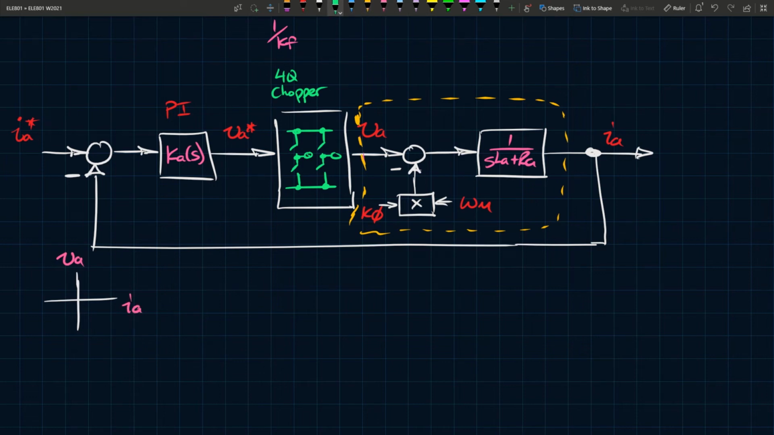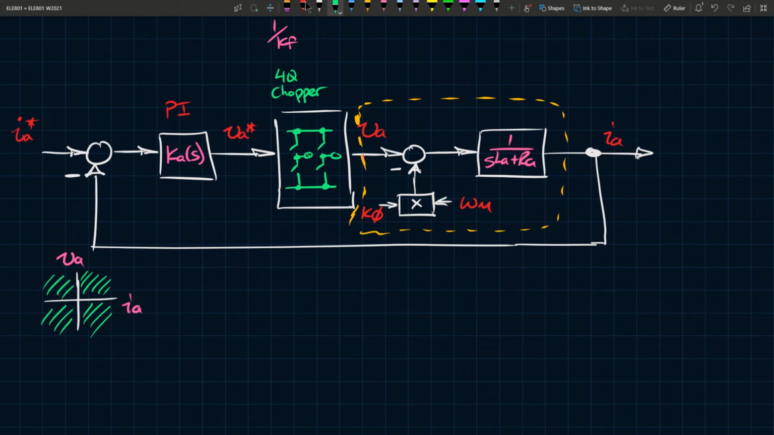I mean, the fact that it's a four quadrant chopper means it can operate in all of the quadrants. So the voltage and the current can be positive, negative, and whatever, in any combination. They're not limited, is the point.